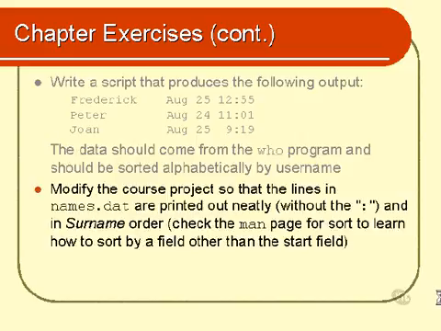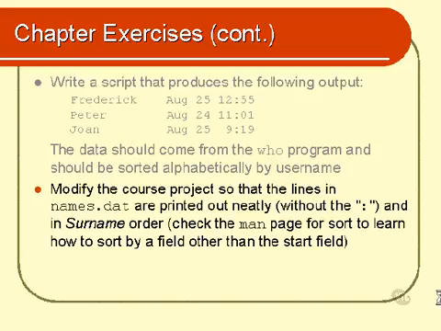Finally, let's modify the course project. There's a bit of a gaping hole in our course project at the moment, in that when we print out the names.dat at the moment, it's just a raw dump of what's in the file. But what I'd like to see is have it printed out neatly. In other words, get rid of the colons that separate one field from the next, and I'd like them printed out in surname order, and clearly a nice heading would be appropriate as well.